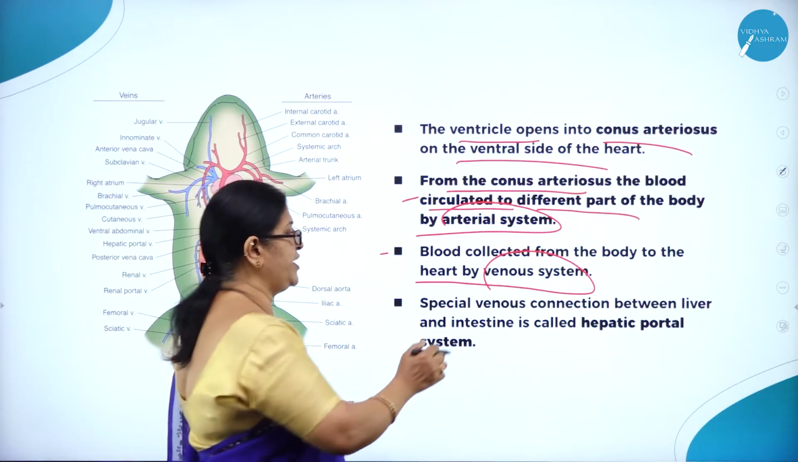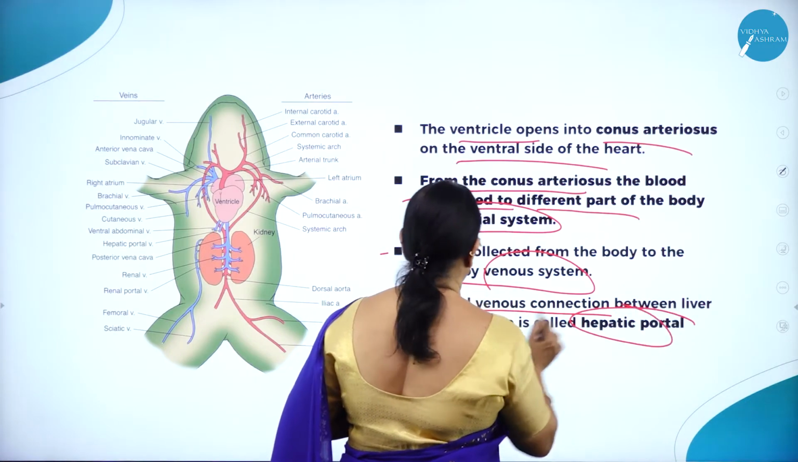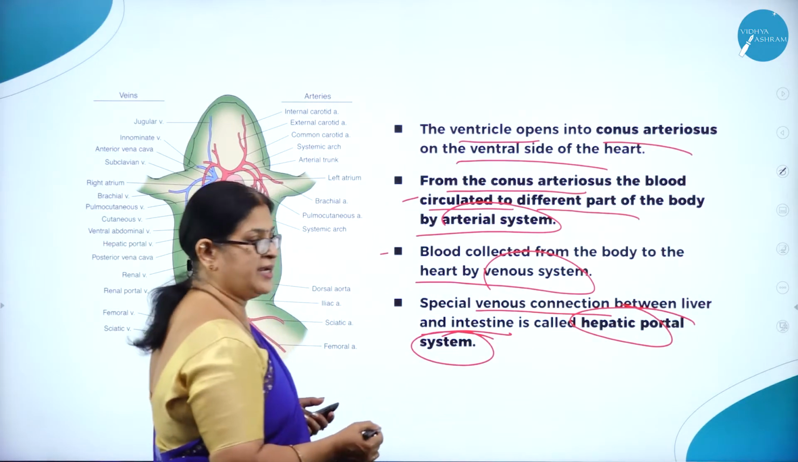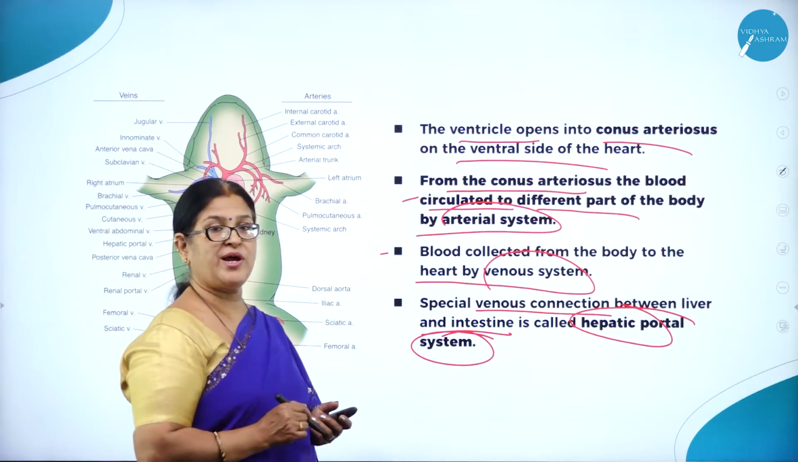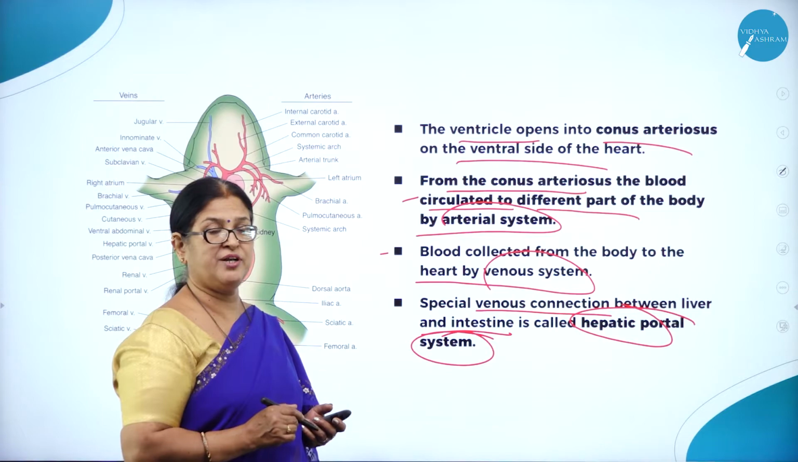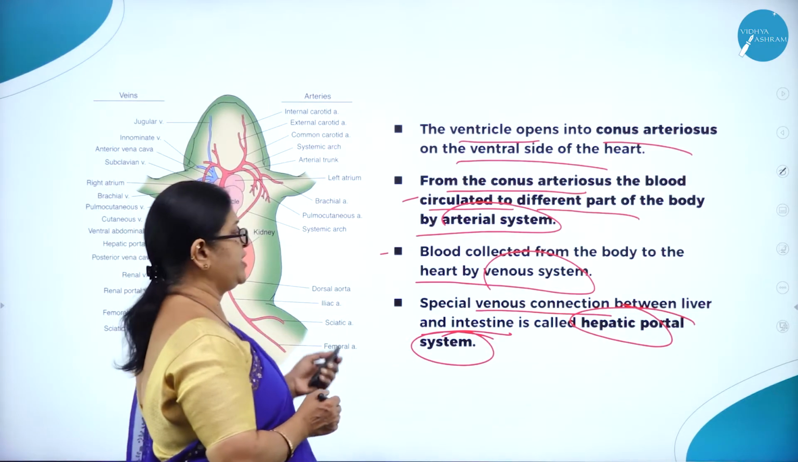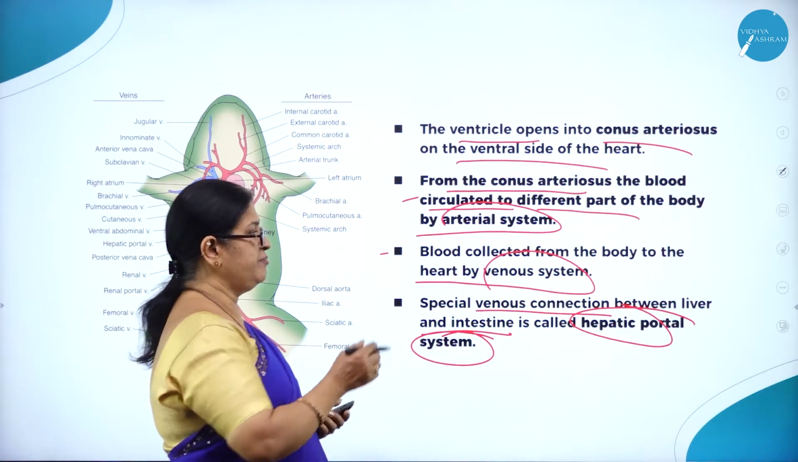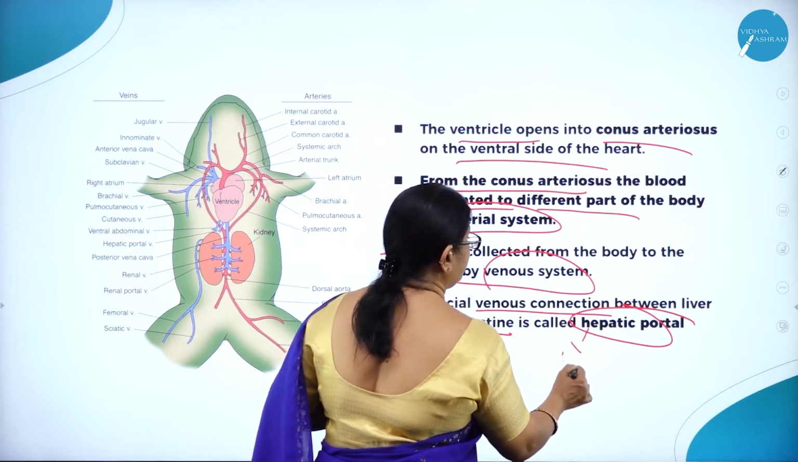A special venous connection between liver and intestine is called the hepatic portal system. As I said, the frog is a very unique animal, and that is the reason it is included for type study in the first PU syllabus. Here you can see how unique it is. Hepatic means what? Hepatic means liver.